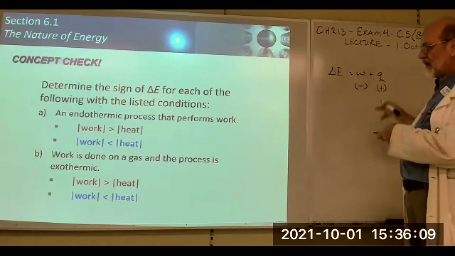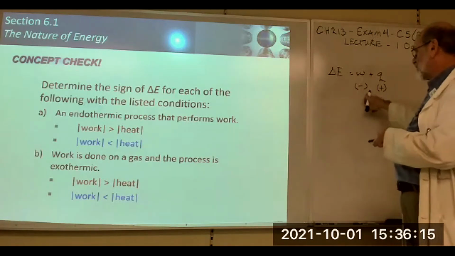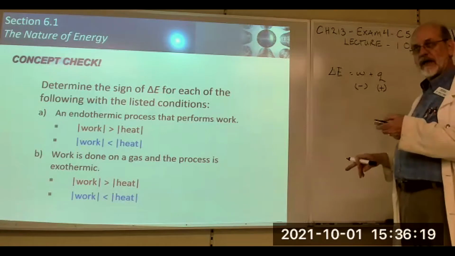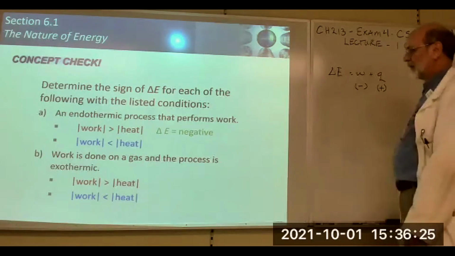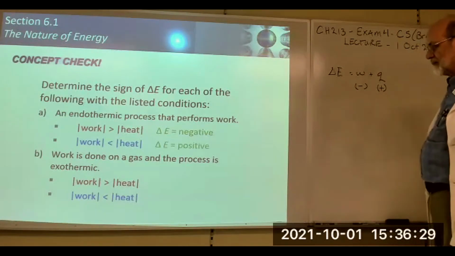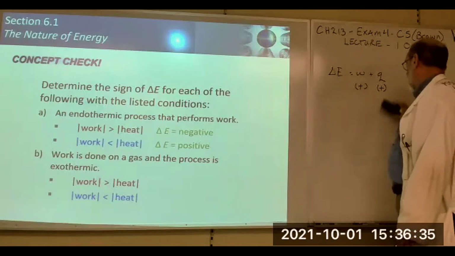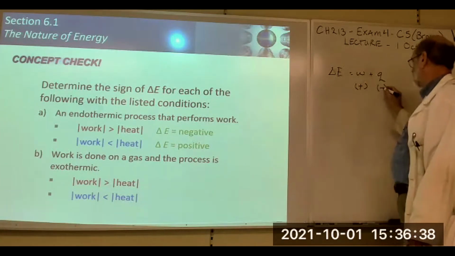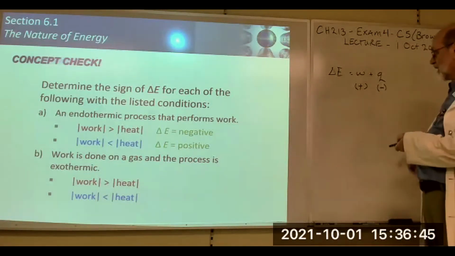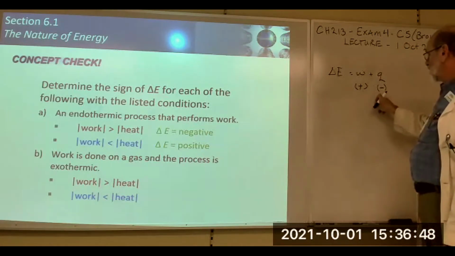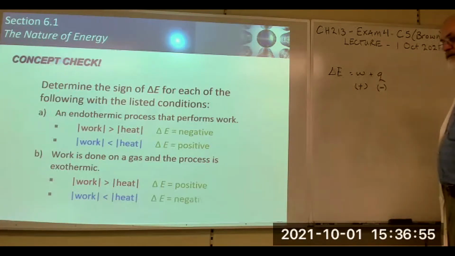That's just the sign. The magnitude, if the work component is greater than the heat component, then that means this one would be negative, or exothermic, right? Or a negative change in delta E. And the other way around would be a positive change. For this one, work is done on the gas. So now this one's positive and this one's negative. Process is exothermic, right? Heat's leaving. So now if work is greater than heat, delta E is positive. And the other way around, delta E would be negative.